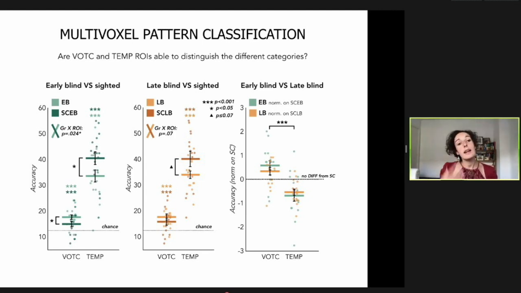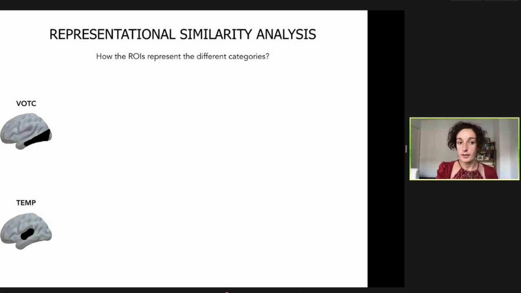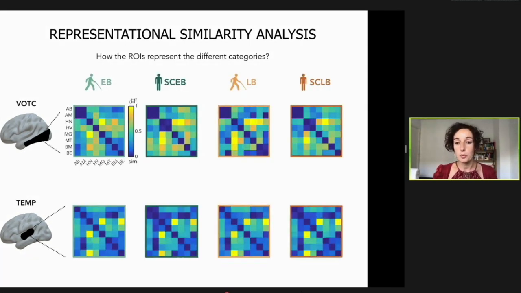Okay, so using this analysis, we cannot go further in the sense that we cannot really look at how each region represents the different categories in each group. To do that, we need another kind of analysis, the representational similarity analysis. Using RSA, we can in fact extract the dissimilarity matrices from each region and each group. And these matrices show how each category is represented compared to all the others in each region and group.